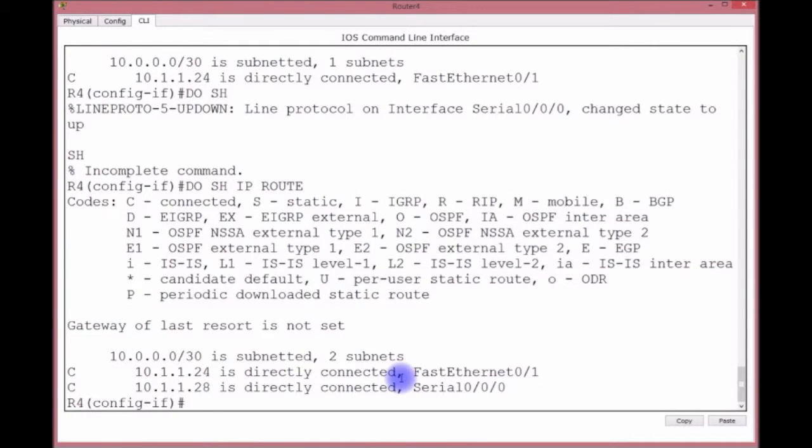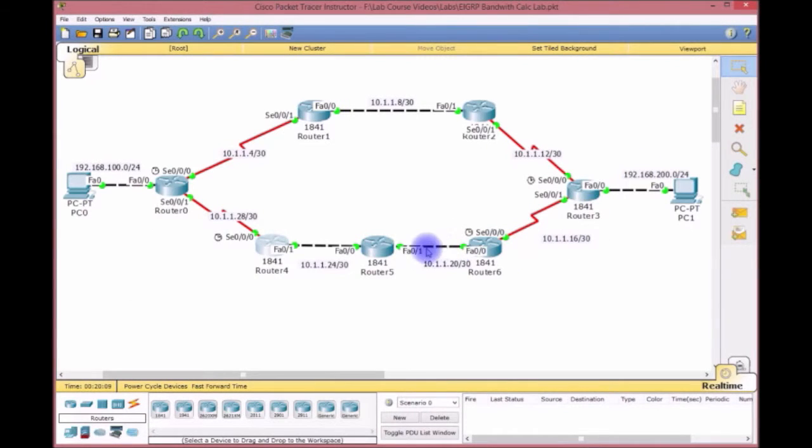There we go. The 24 and the 28. I guess I'm moving faster than the router can think. All right, so we now have connectivity between each other. We don't have full connectivity going across. So obviously now we need the routing protocol.